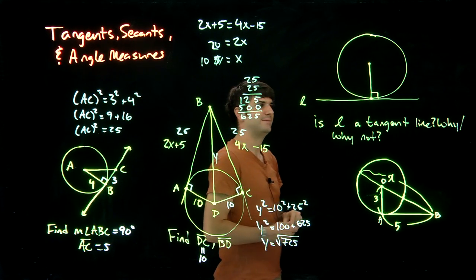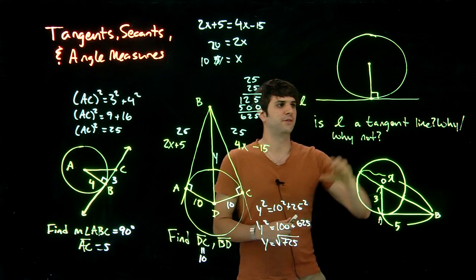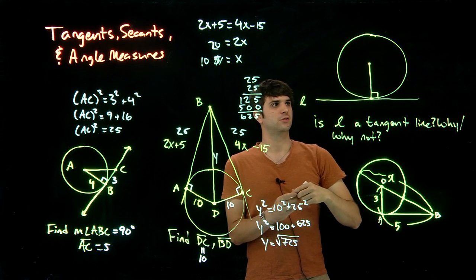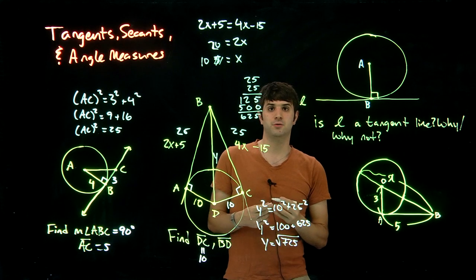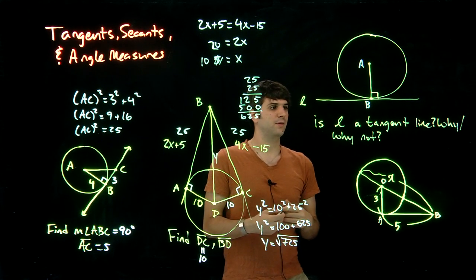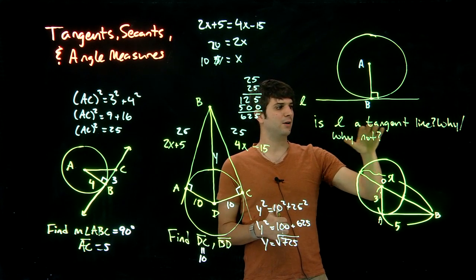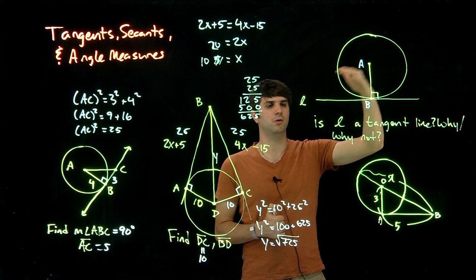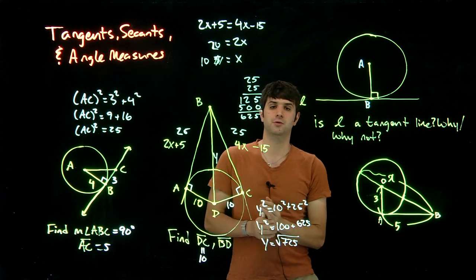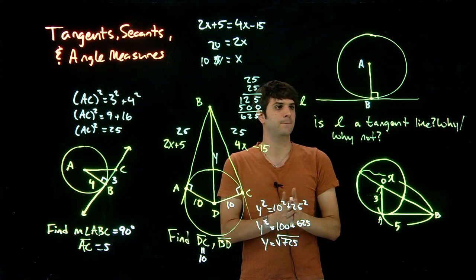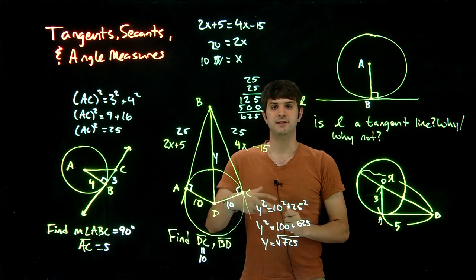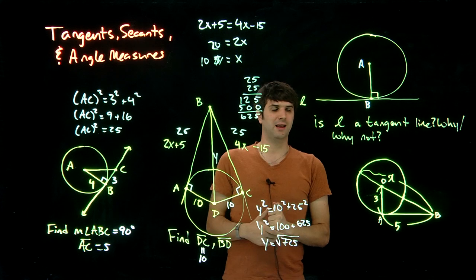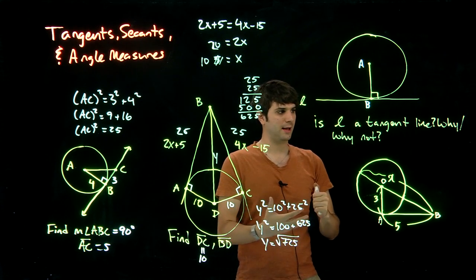In this problem, we have a circle, we have a line. We know that this is a radius, so we have AB. Let's say AB is a radius. So if AB is a radius, I want to know, is L tangent to circle A? And why? We'll assume that B is on line L.